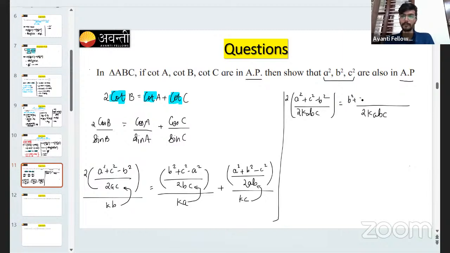And on top I'll get B square plus C square minus A square plus A square plus B square minus C square. So C square got cancelled, A square got cancelled. And from both the sides, 2K ABC also got cancelled. Now, on LHS, if I open the bracket, I'll get 2A square.